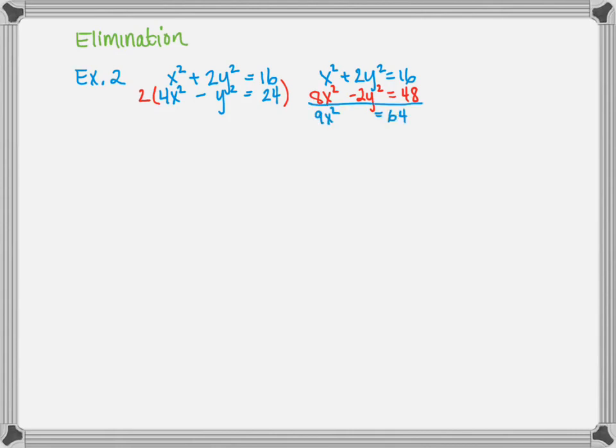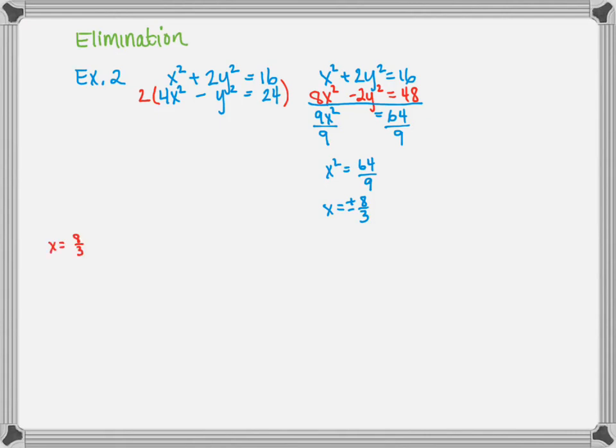If I add these together, my y's cancel, and I have 9x squared equals 64. Divide both sides by 9. x squared equals 64 over 9. Take the square root of both sides. x equals plus or minus 8/3.